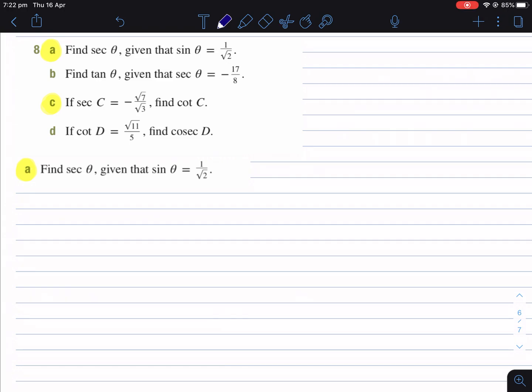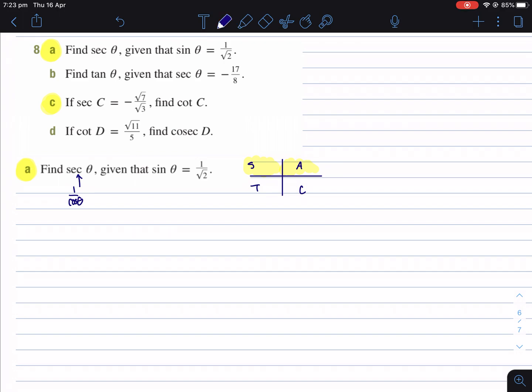Right, now, for this one, it's just like the other ones, but we've got an extra step because we want to find sec, which means it's 1 over cos. So we've been told that sine theta is 1 on root 2. It's positive. So we know we're going to be here or here, which means cos could be positive or negative.